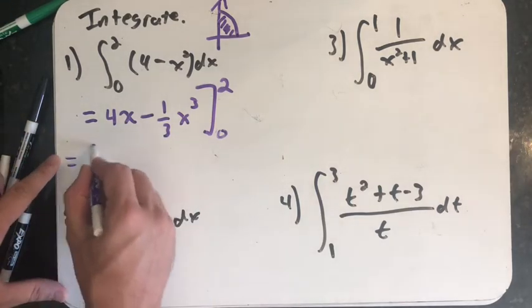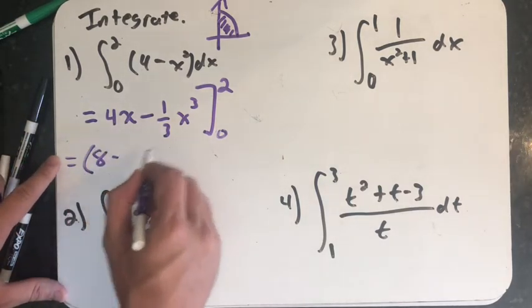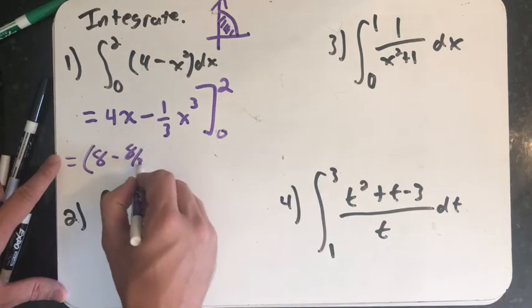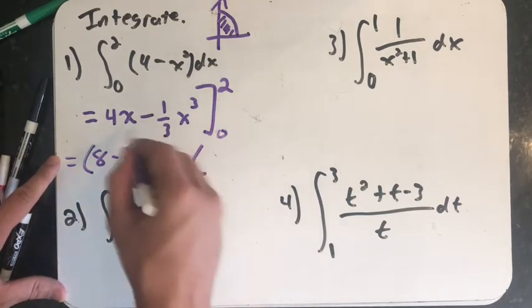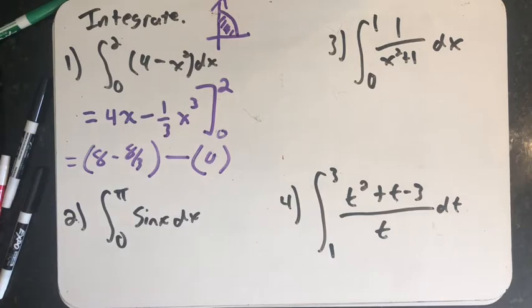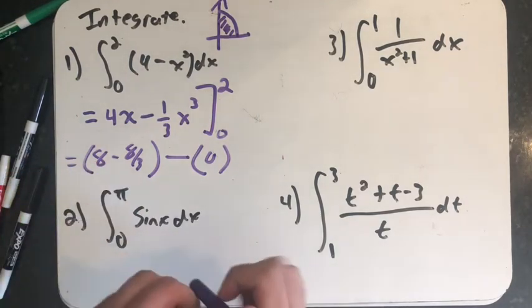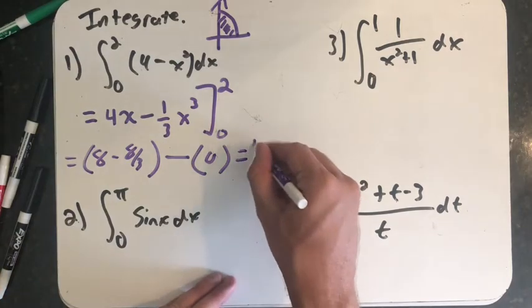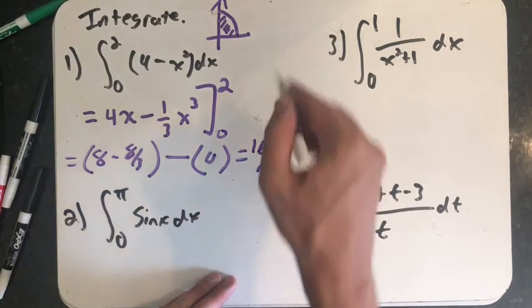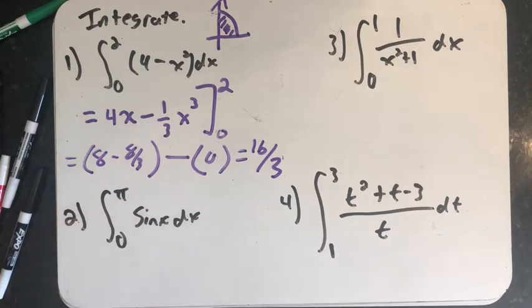Well, when I plug in the 2, I get 8 minus 8 thirds, and then plug in the 0, and well, I get 0, and that's not too interesting. 8 minus 8 thirds, well, that's 24 thirds minus 8 thirds is 16 thirds. And I've found that exact area under that curve by this definite integral, but this time the easiest way we can, using the fundamental theorem of calculus part 2.